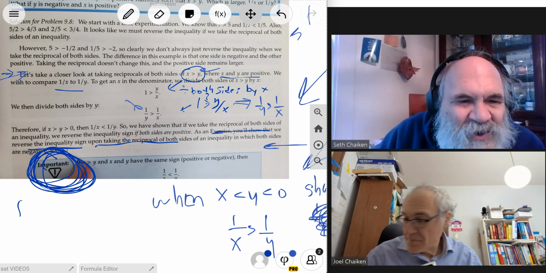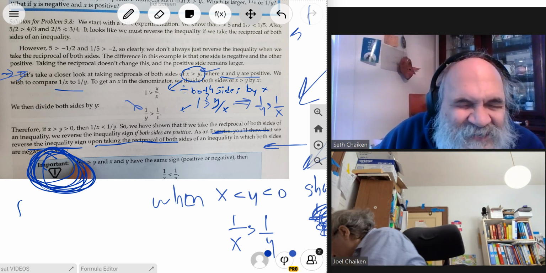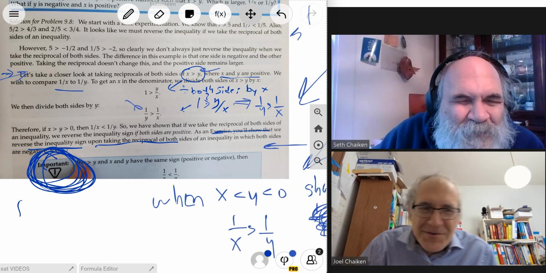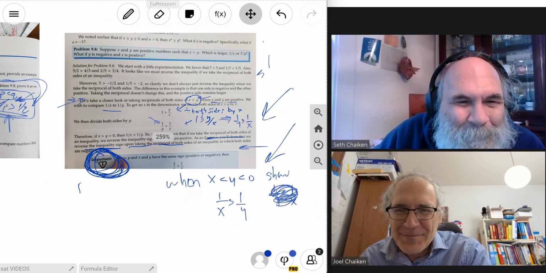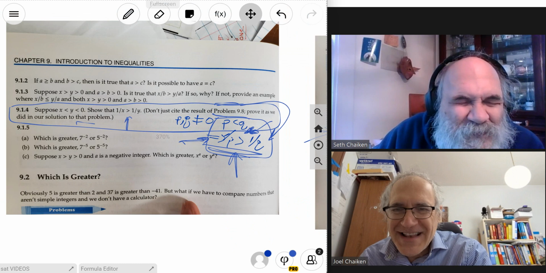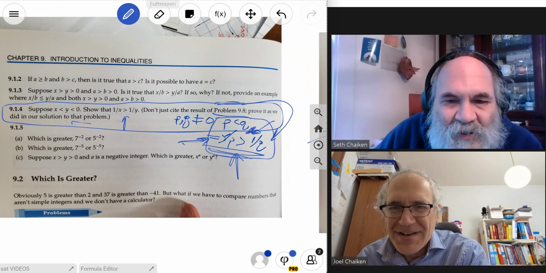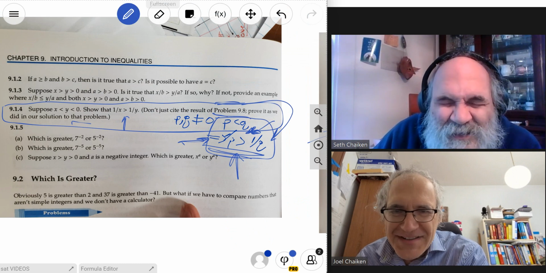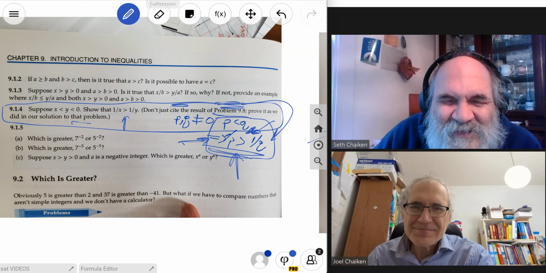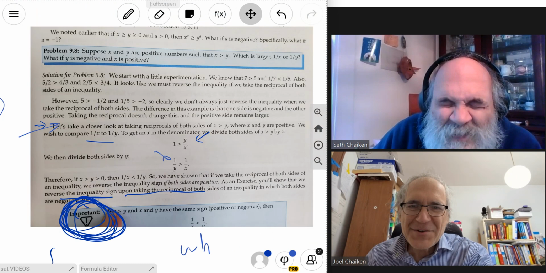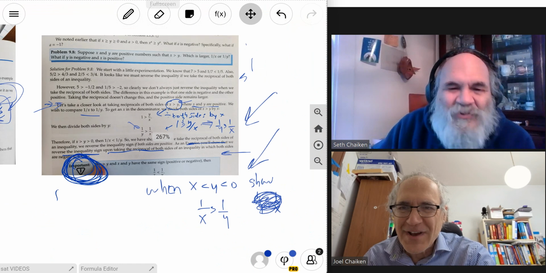So we could apply the fact that they say is important. No, you can't. That's the whole purpose of what they said. They say you cannot just cite the results to prove it. You have to prove it the same way. Okay. All right.